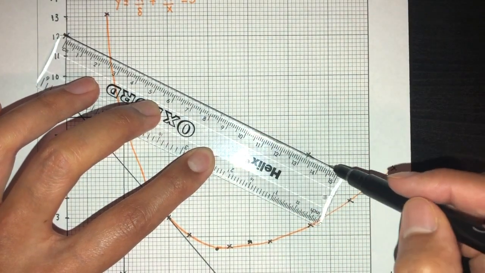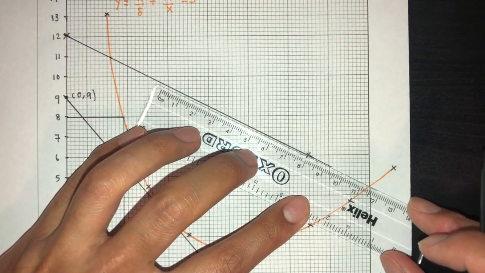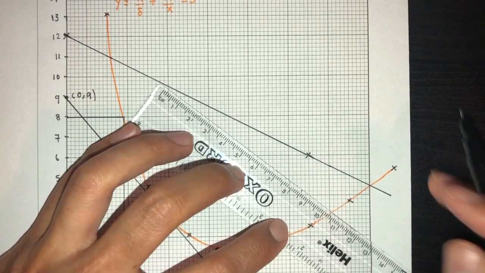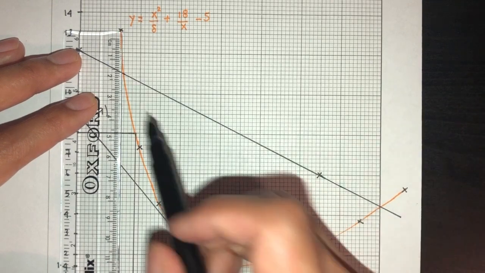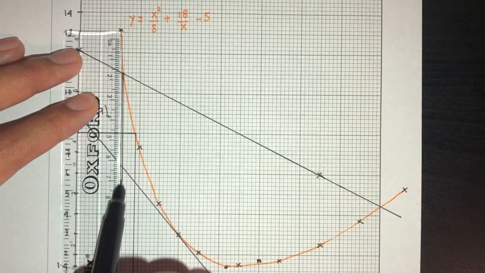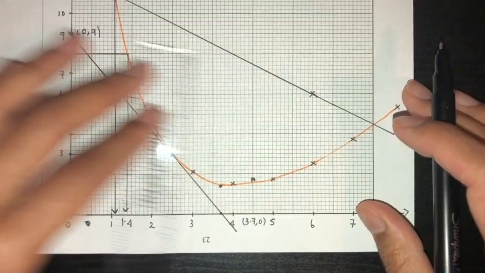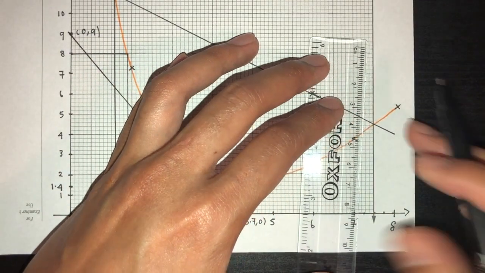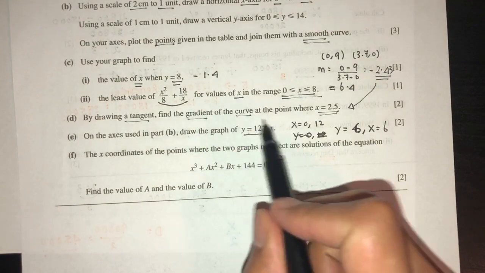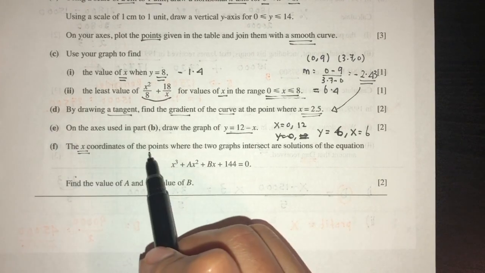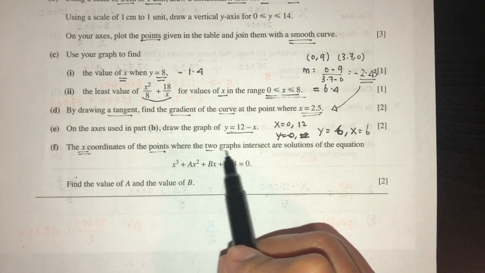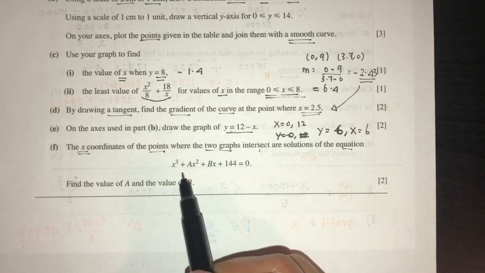Now we have to continue until it intersects our curve at the 2 points. Now you can see it cuts our curve at this point. Let's mark down the value here. And at this point will be this value. Okay, so it says to first draw this. Okay, and then it says the x-coordinates of the points where the two graphs intersect are solutions to this equation.